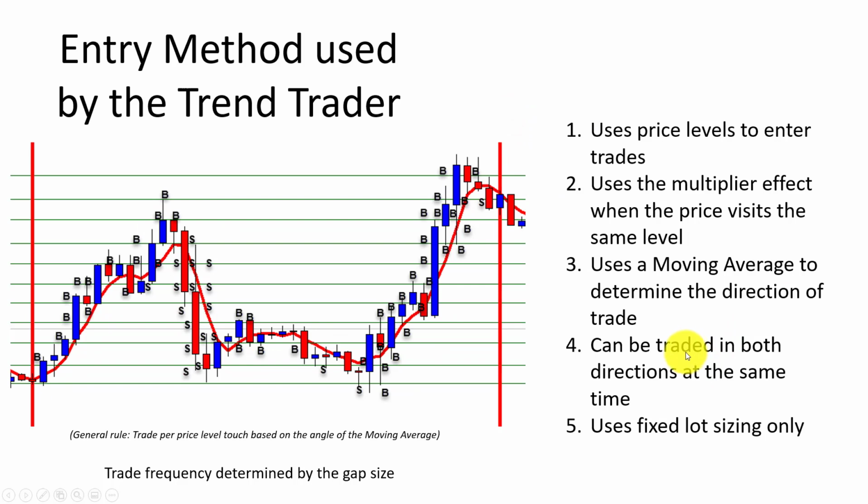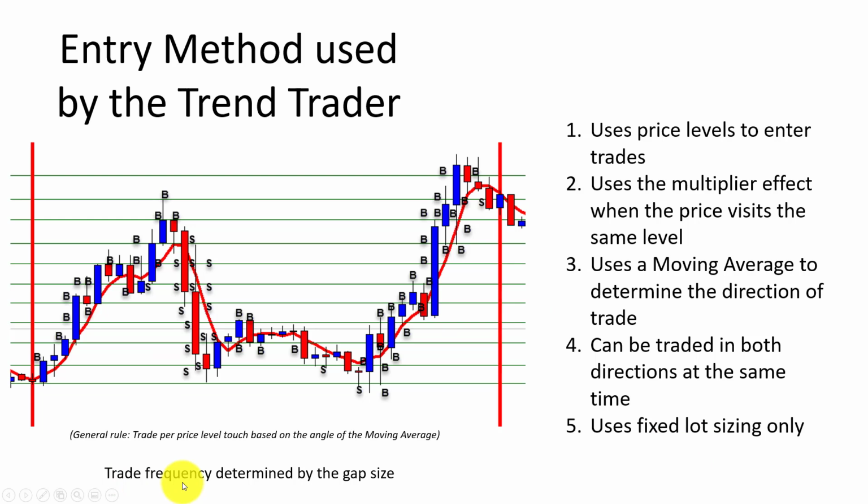What makes this one unusual is it can be traded in both directions at the same time. So you can actually tell it to have two lots buying and one lot selling, or vice versa. Through the settings, you can trade both ways at the same time. A lot of people would say, why would we do that? But traders of the grid trend multiplier will know exactly the advantages of trading both directions at the same time. And it uses fixed lot sizing only. In other words, it doesn't use percentage of equity trading. There are a few technical complications for that.